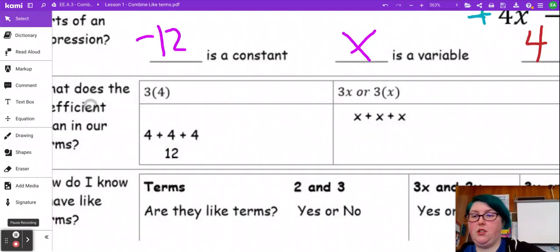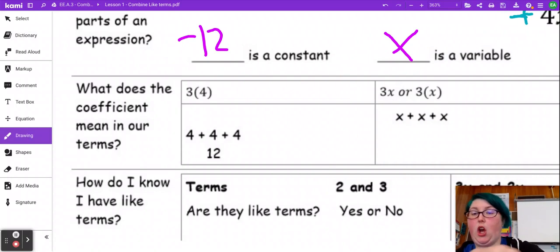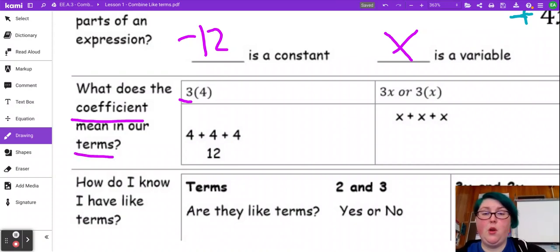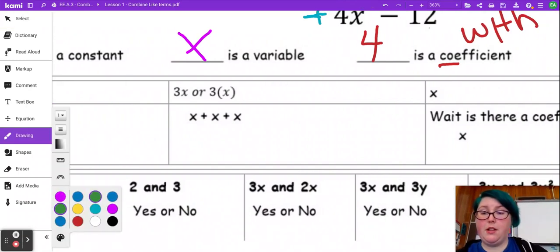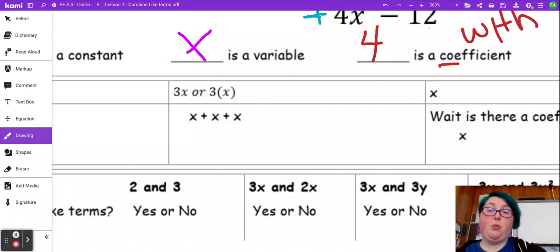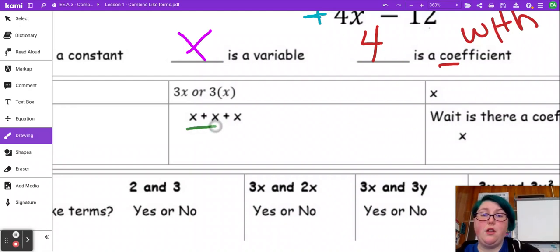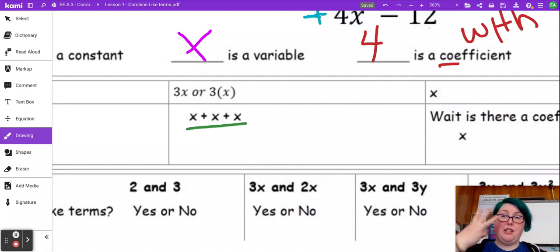The coefficient, remember, is the number with something. So in this case, our coefficient is 3. When we expand our terms, we get 3 4s. So this means 3 times 4 or 3 4s. 4 plus 4 plus 4 is 12. Now that seems pretty straightforward when we have two numbers, but what happens when we have a variable? So 3x can be written as 3x or 3 parentheses x, which means we have 3 of them. So x plus x plus x, our coefficient tells us there will be 3 x's.